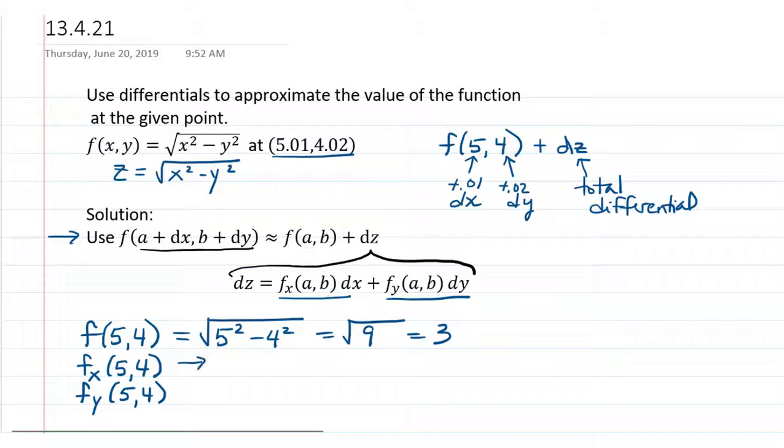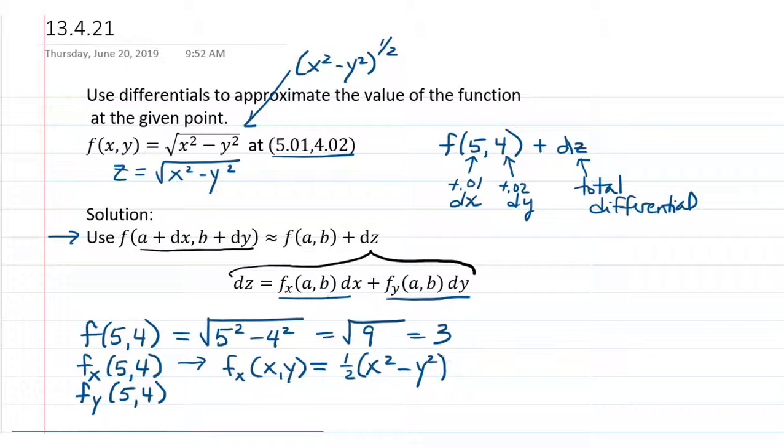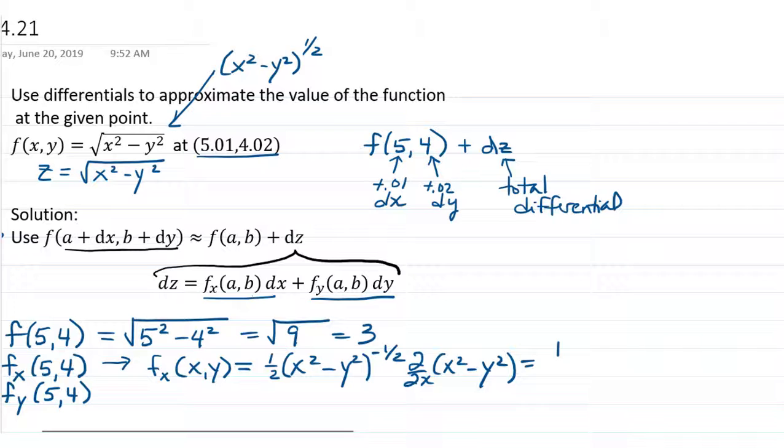But to evaluate the partial derivative of f with respect to x at (5, 4), we need to find the partial derivative. So thinking of this as (x squared minus y squared) to the 1/2, we need to differentiate with respect to x. So we're going to bring the 1/2 out front. We're going to subtract 1 from the exponent, as we always do. But then by the chain rule, we need the derivative of the inside, the partial derivative with respect to x of x squared minus y squared. So this is going to give us 1/2 times (x squared minus y squared) to the negative 1/2 times, now we treat the y squared as a constant, so the derivative of that will be 0. So we just need to differentiate the x squared and get 2x.